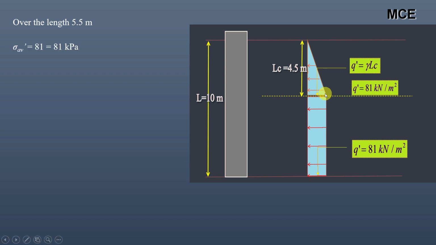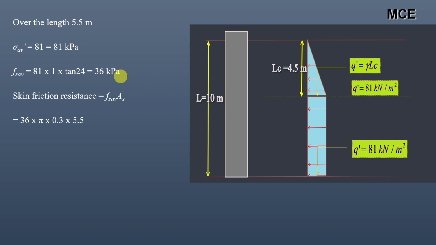So average stress will be 81 plus 81 divided by 2, which is 81 kilopascal, or the area of this rectangle, which is 81 kilopascal. So the unit skin friction resistance will be 81 into 1 into tan of 24, which is 36 kilopascal. Skin friction resistance will be unit skin friction resistance multiplied by the surface area of the pile. So it will be 36 into pi into 0.3 into 5.5, which is 187 kilonewton.